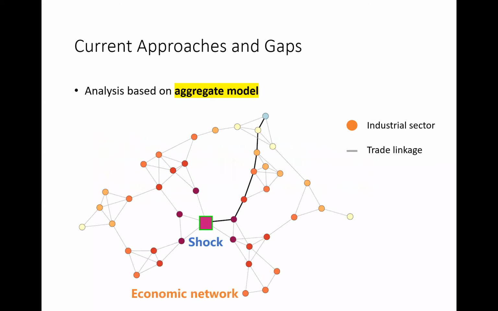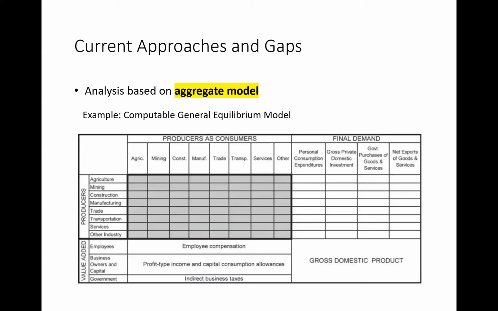And the next approach is the aggregate model. In this figure, one point represents an industrial sector, and the link between them is the trade linkage. For example, the oil sector and the power generation and chemical sectors trade with each other. Keep in mind, this point is not a plant, it's not individual data, it's an aggregate sector. And we have this type of data. It's called an input-output table.